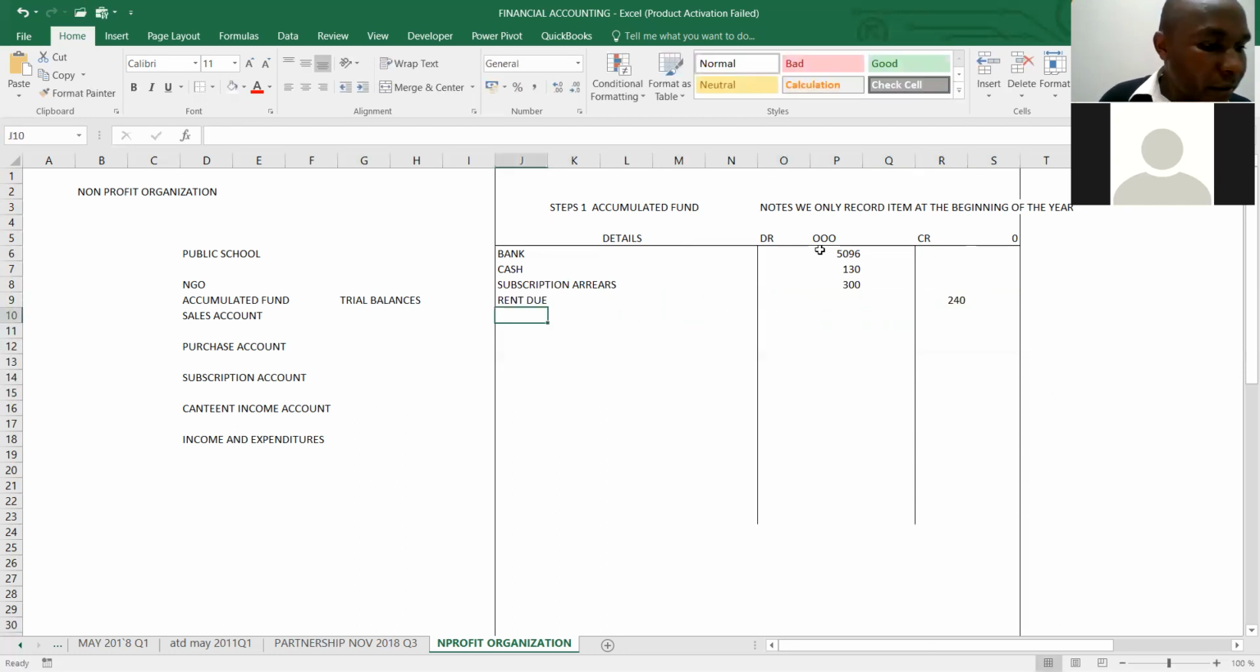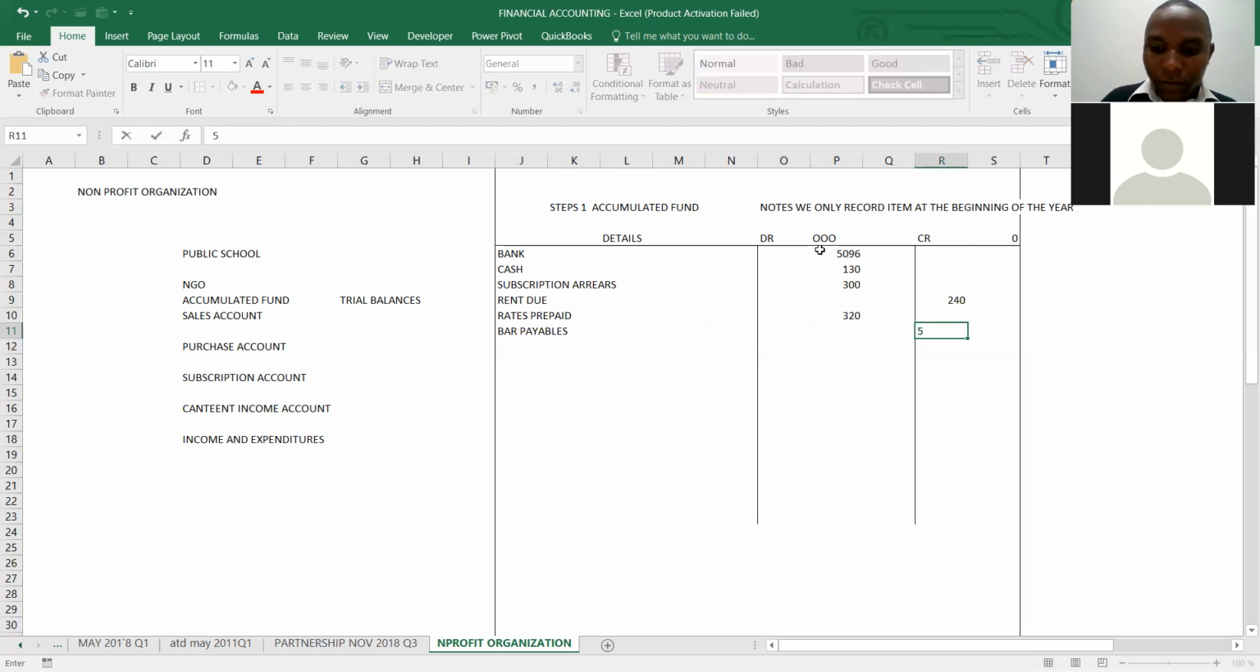And the next one is rates prepaid. This is a prepayment. A prepayment is an asset, what we paid in advance. We debit that one, which is 320. Then we go to payables. Payables are a liability. These are creditors. So we credit our payables at 500.